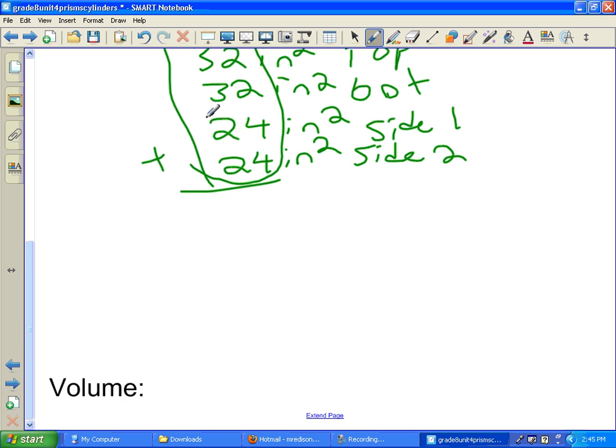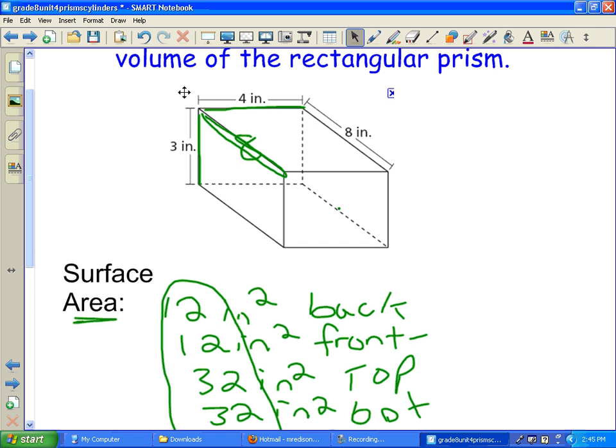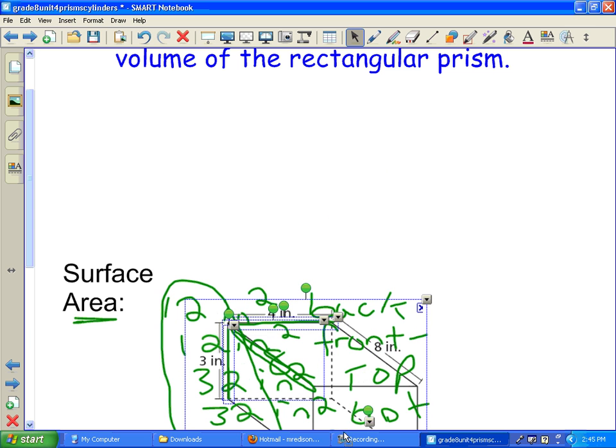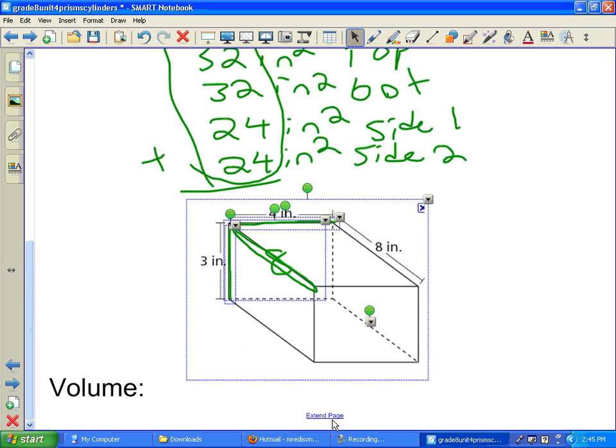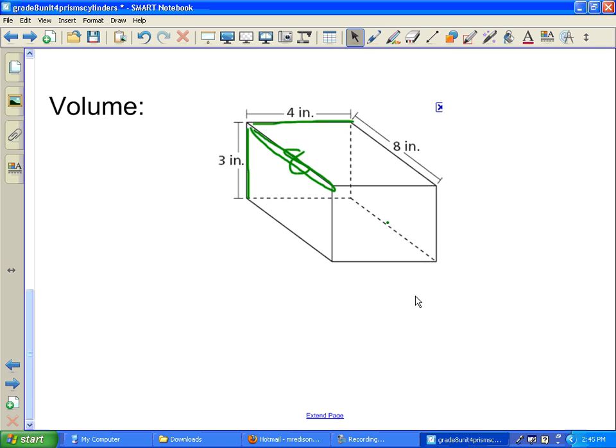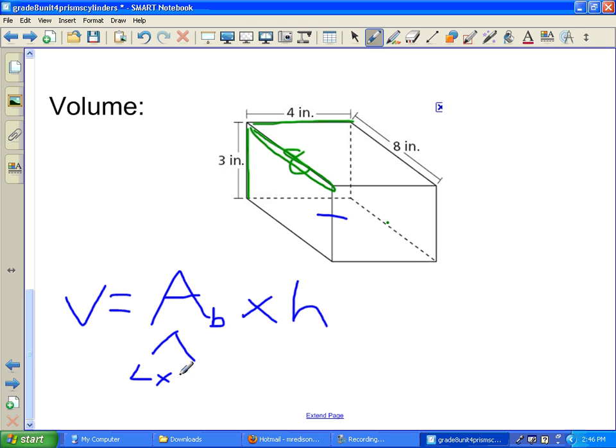When you're doing the volume, and I'm going to bring it all the way down again, remember it's going to be the area of the base multiplied by the height. So let's put that formula down again. Volume equals the area, and I'm going to put a little b here so you don't forget that's the area of the base, times the height. Now I'm going to call the base the bottom right here. So it's a rectangle, so it's going to be length times the width times the height, of course.